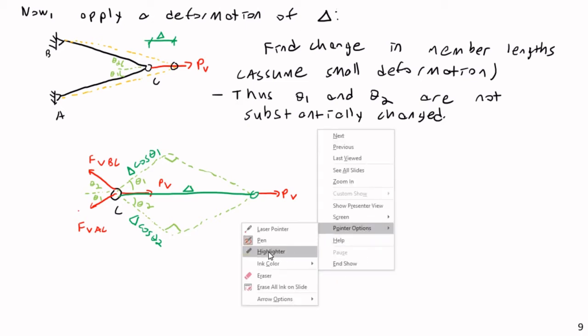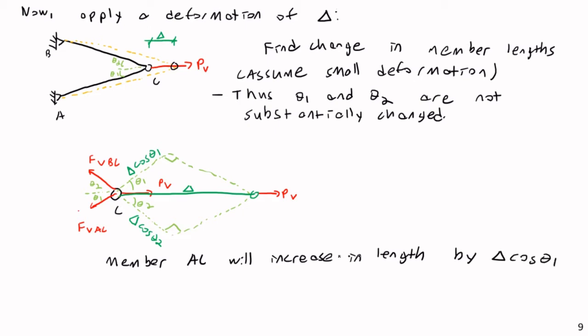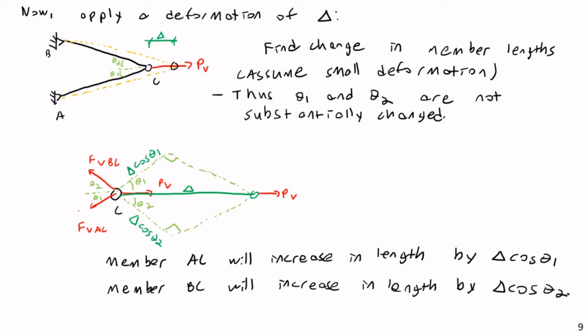Or in other words, another way of saying this is that member AC will increase in length by delta cosine theta 1, and member BC will increase in length by delta cosine theta 2.